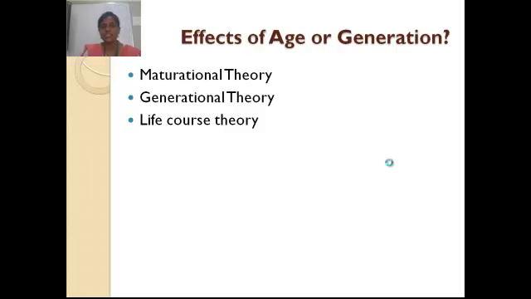The first is maturational theory, which says that employees' behavior is a result of their age only, which means that just as physiologically we develop and at a certain age a baby starts to crawl and then stands up and then starts to walk, similarly at every age there is an age-appropriate behavior that every human being employs.